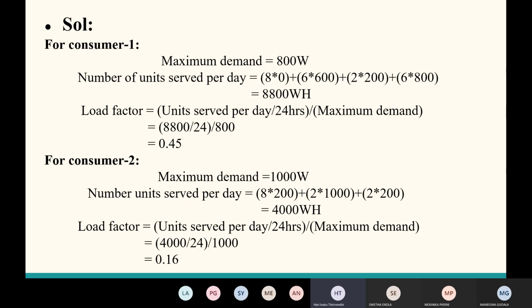For consumer 1, maximum demand is 800 watts. Maximum demand of consumer 2: observe the table, for consumer 2, maximum demand is 1000 watts. Similarly, maximum demand of consumer 3 is 1200 watts. So for the first one, maximum demand of individual consumers: consumer 1, 800 watts; consumer 2, 1000 watts; consumer 3, 1200 watts.